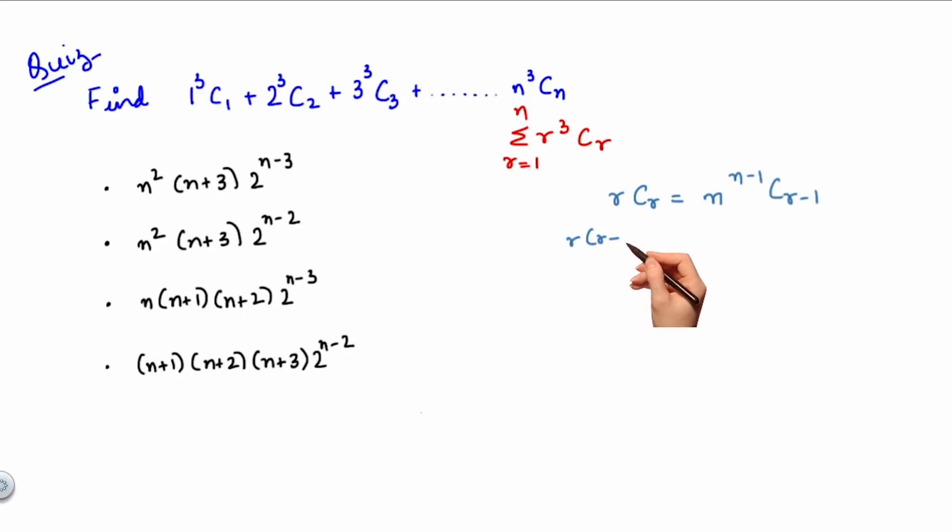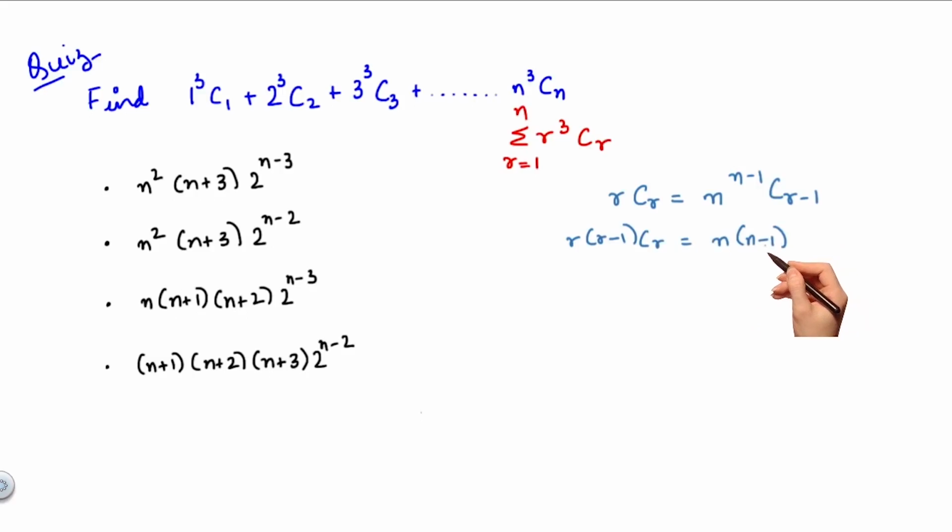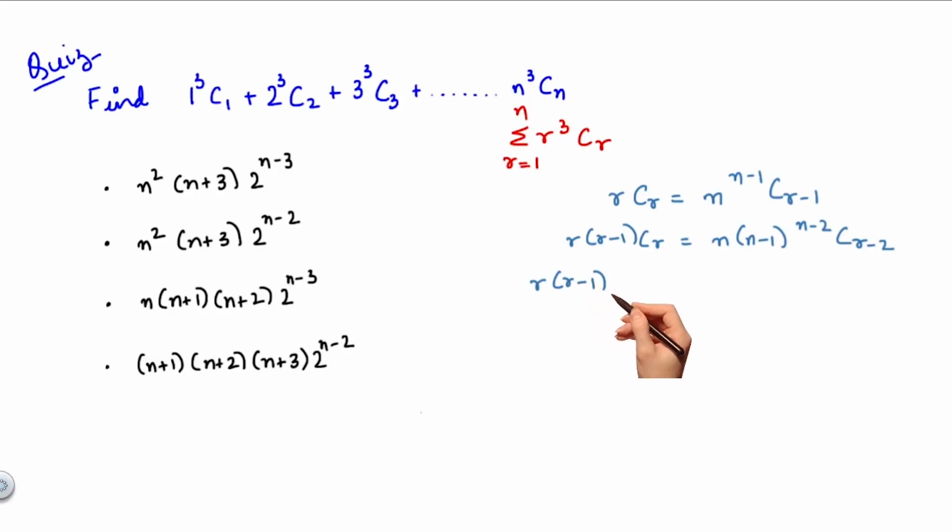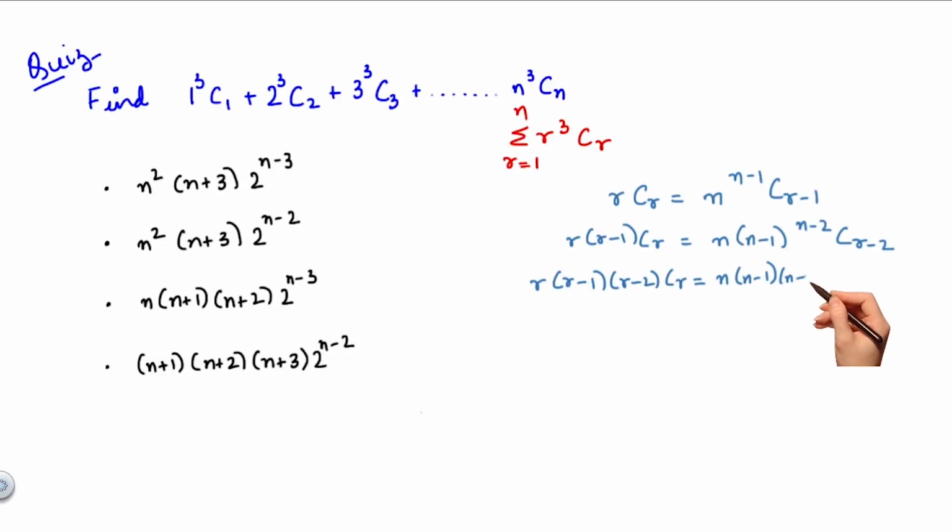r times (r-1) nCr equals n times (n-1) times (n-2)C(r-2). In both these formulas, I cannot get a power of r cube. Hence, I can use the third formula, r times (r-1) times (r-2) times nCr equals n times (n-1) times (n-2) times (n-3)C(r-3). Here, because of these three r's, I can get an r cube term.